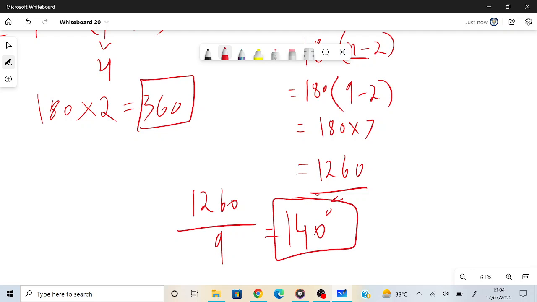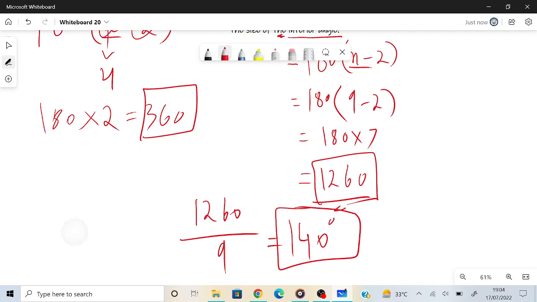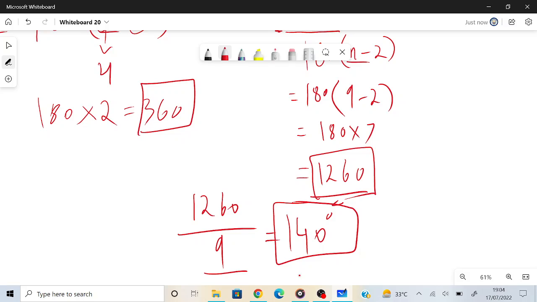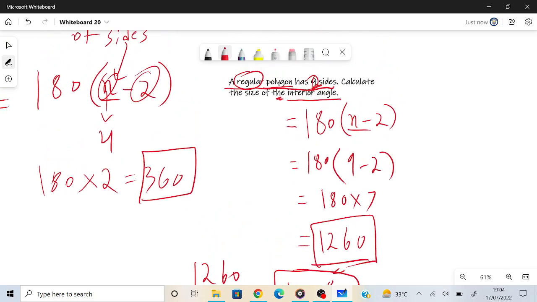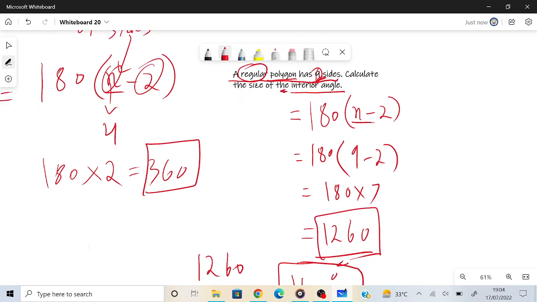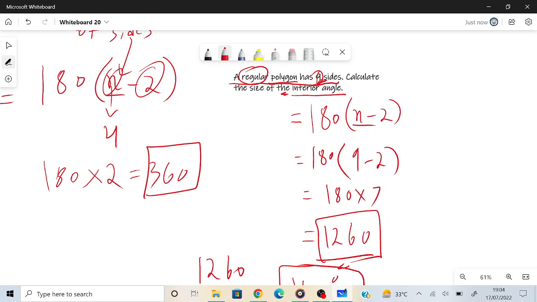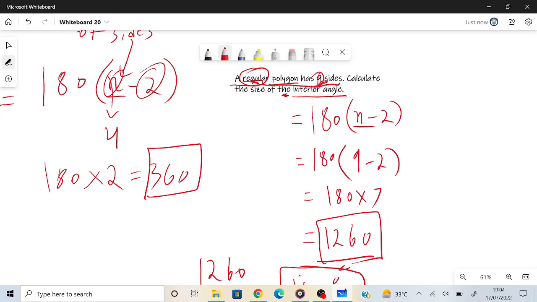Again, 1260 is the sum of all the angles. If you add up all the angles in that polygon, that's what it would give you. And why did we divide it by 9? Because it has 9 sides, so it has 9 angles, and all of those angles must be equal to each other, because it said it's a regular polygon.